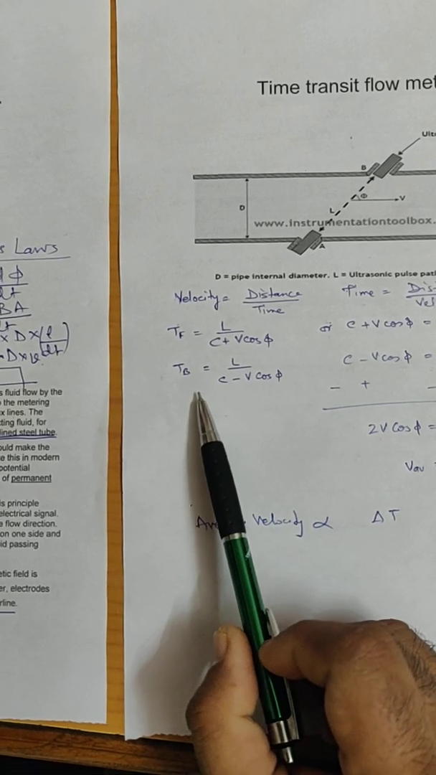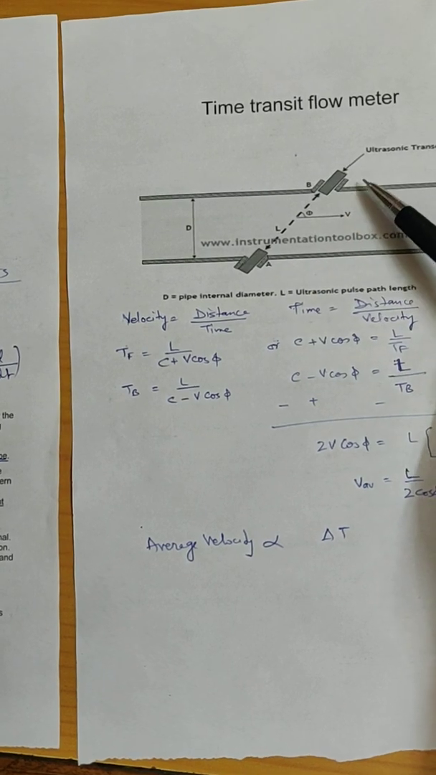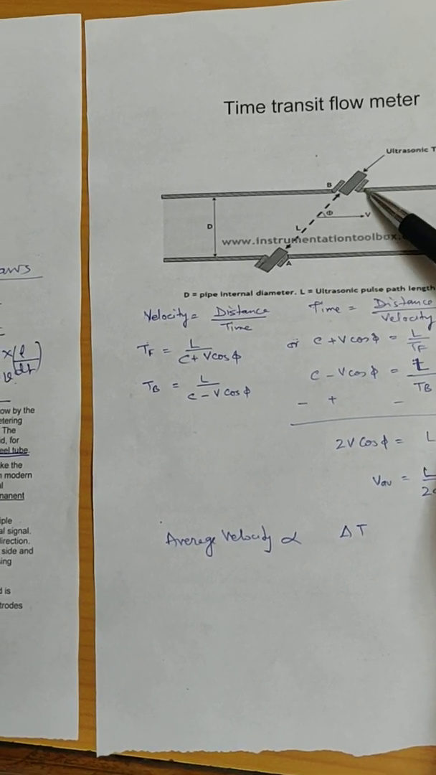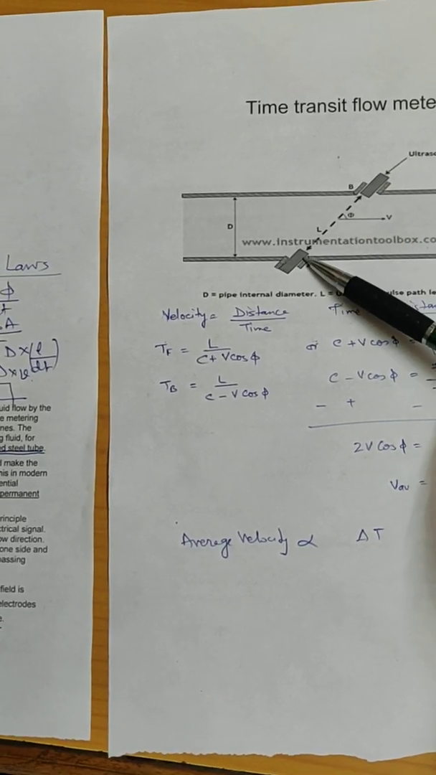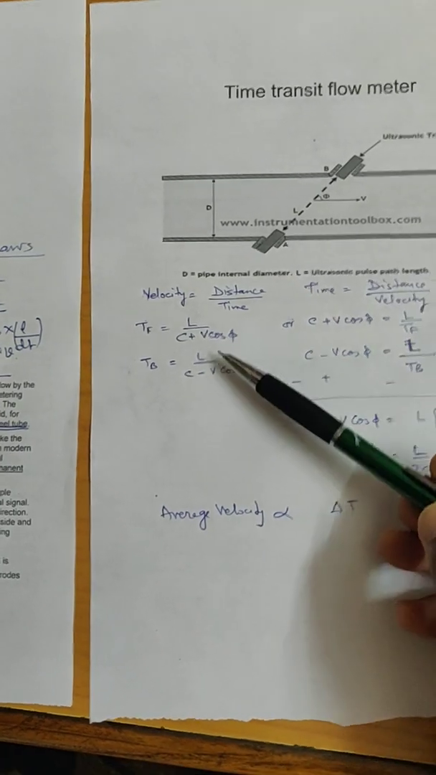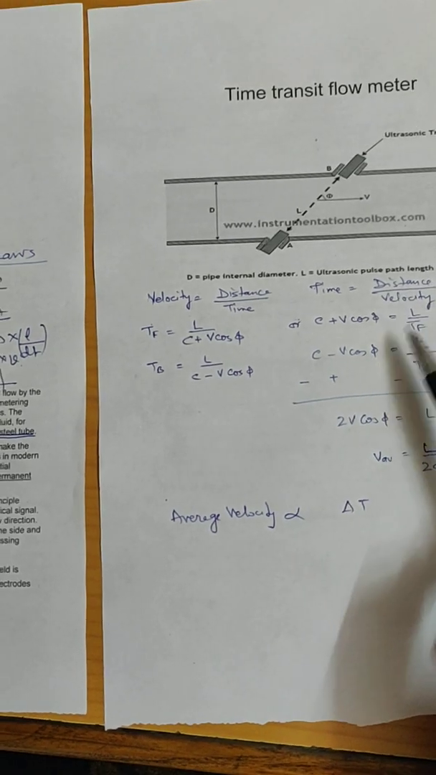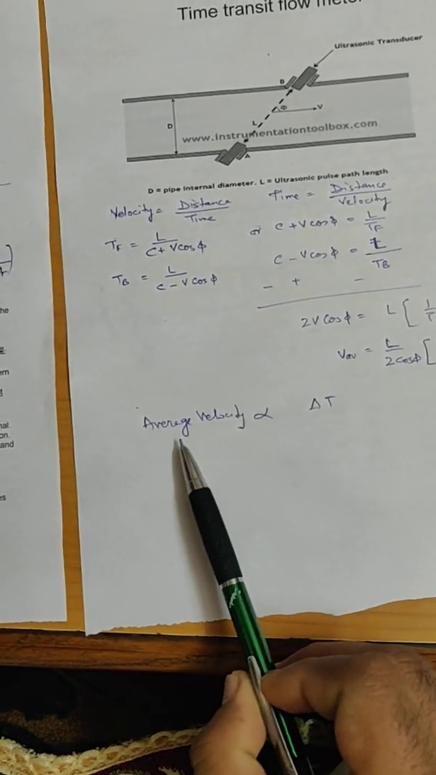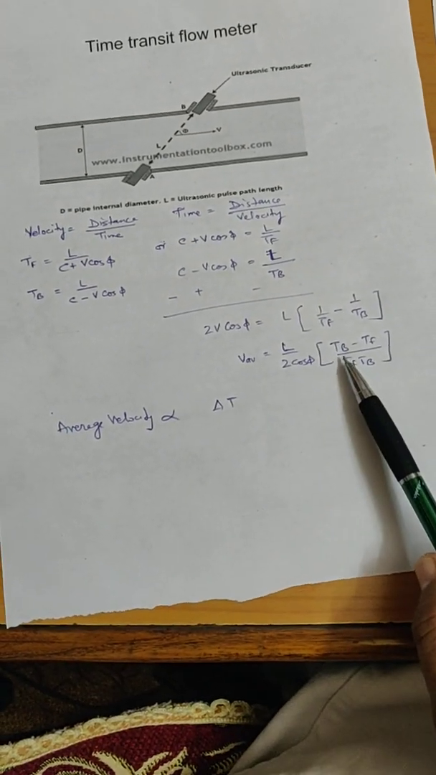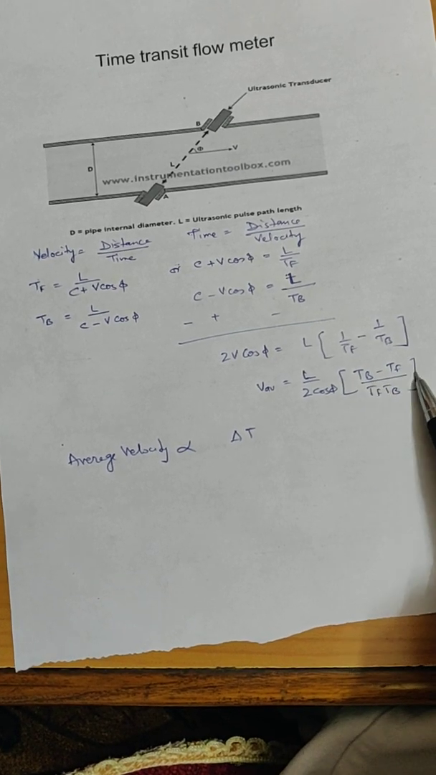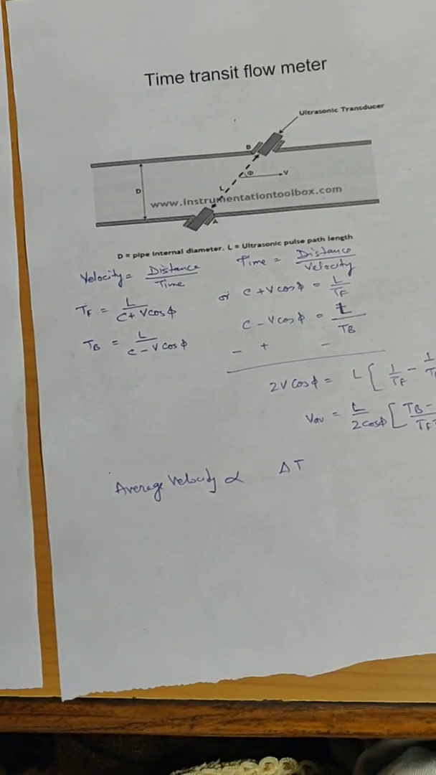Then if one transmitter is replaced by a receiver, and the wave is sent from the upper side and received by the lower side, then it is against the flow, because the flow is from left to right. Then this time TB is L upon C minus V cos φ. In this way, by adding and subtracting, we get the average velocity of the fluid, which is directly proportional to the difference of time. This means the backward time is more than the forward time. Forward time means the wave travels with the flow of the fluid.